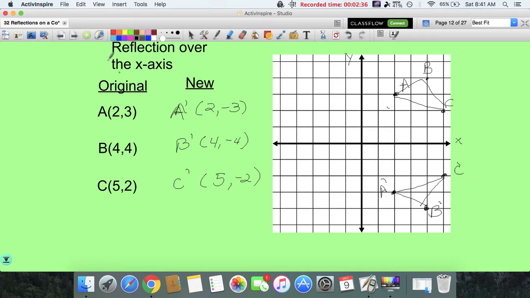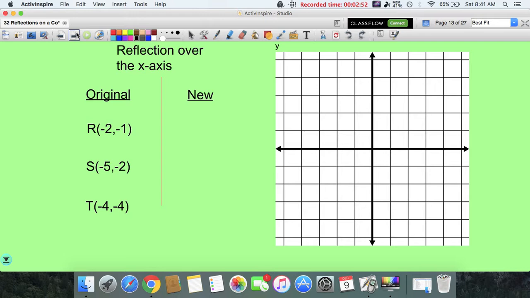Okay, very simple, right? I mean, no tricks to this. You just have to make sure that you reflect it over the correct axis. So in this case, we're reflecting the original triangle over the x-axis. So this has to jump over the x-axis. Let's do the second one.